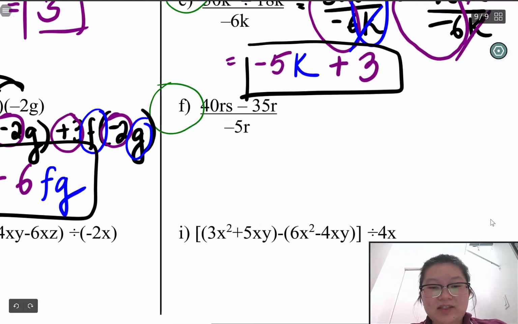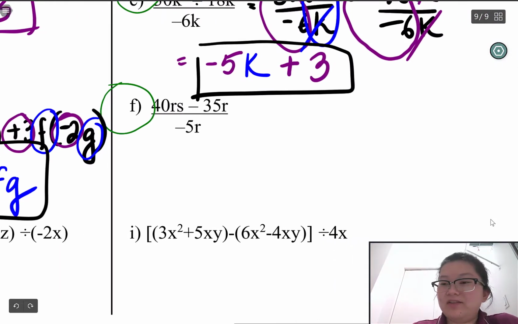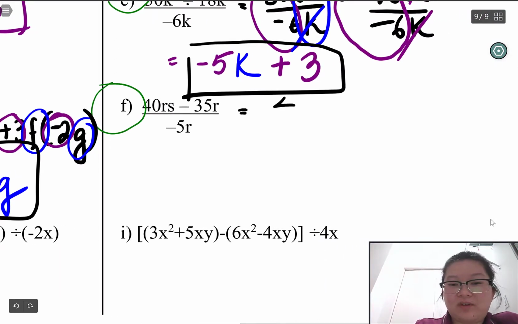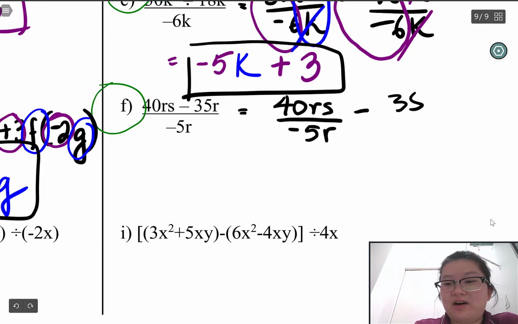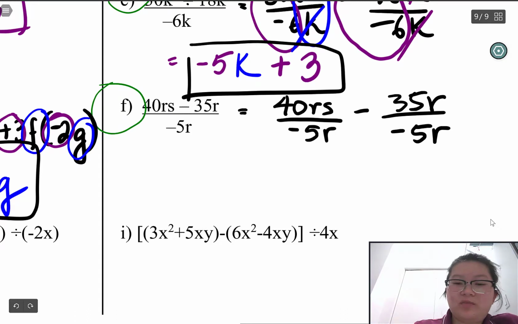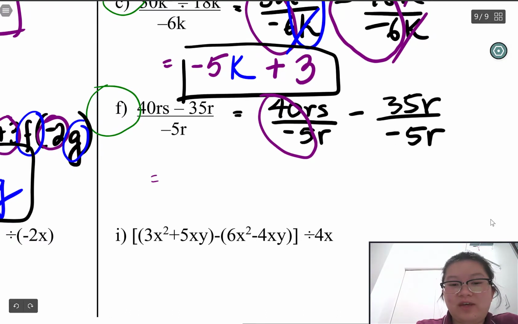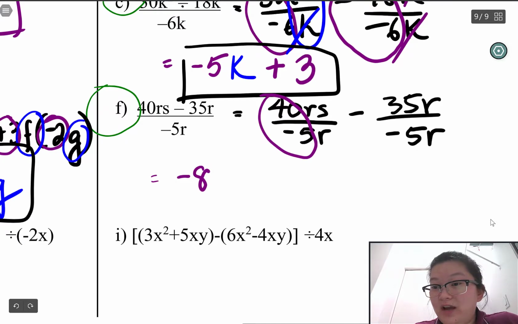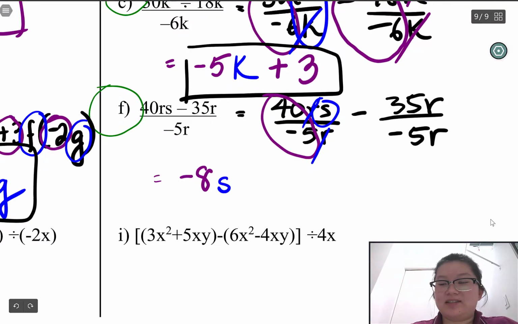And last but not least here, I have another division. So again, this is going to be 40RS divided by negative 5R on the bottom, minus 35R on top over negative 5R on the bottom. Treating the numbers, 40 and negative 5 give me negative 8. And for my variables, I have an R on the bottom, an R on the top. R divided by R is going to give me 1. So they cancel and go away. I am just left with an S.